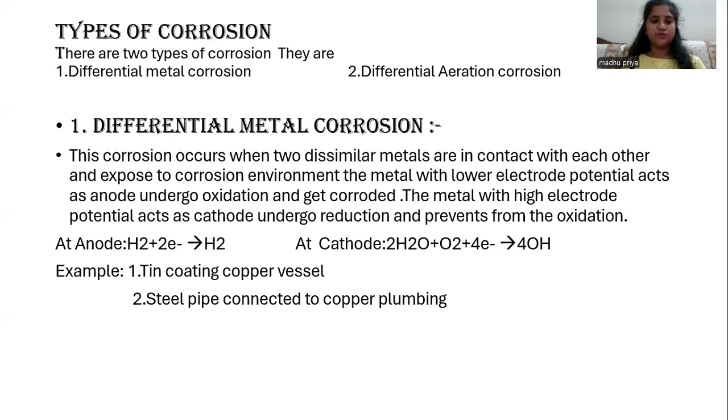At anode, M gives Mn+ plus ne-. At cathode, 2H2O plus O2 plus 4e- gives 4OH-. Example: tin coating on a copper vessel. Second, steel pipe connected to copper plumbing.